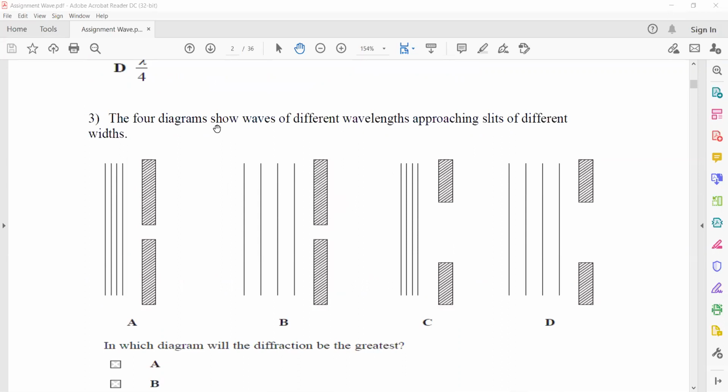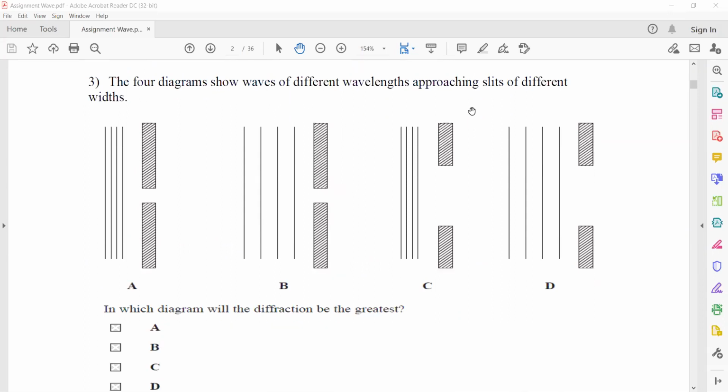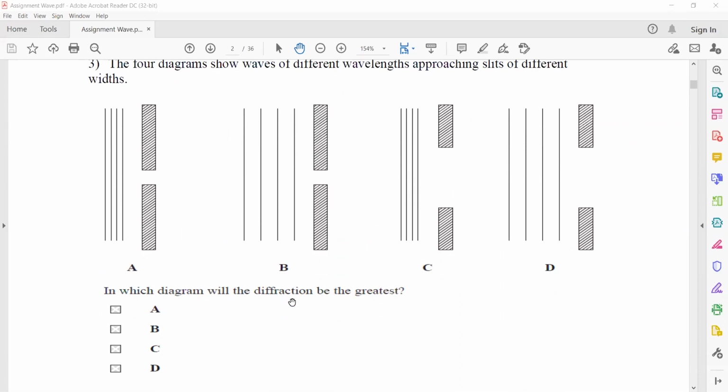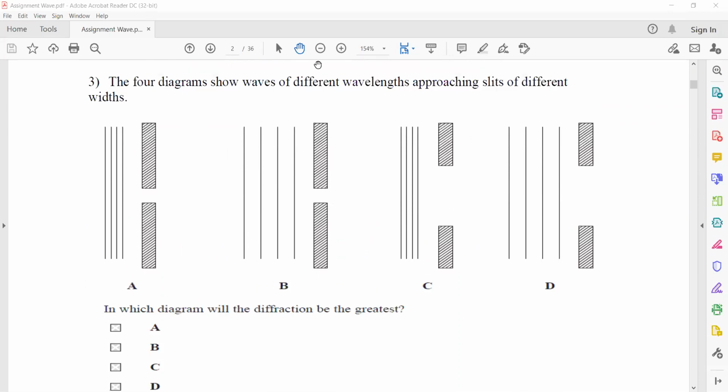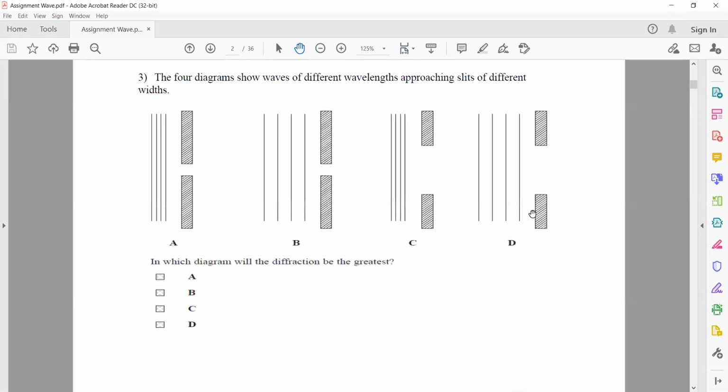The diagram shows waves of different wavelengths approaching slits of different widths. In which diagram is the diffraction greatest? The condition for maximum diffraction is when the wavelength is approximately equal to the gap size. If we measure the wavelength and the gap size, you will find both are the same. So we'll observe maximum spreading. So B is the right answer.